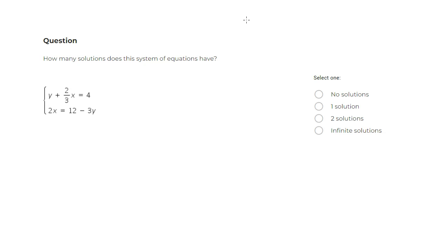All right, let's look at the following system of two linear equations. The question is, how many solutions does this system of equations have? There are three possibilities since we're dealing with two lines.